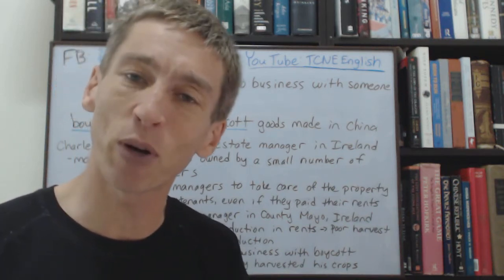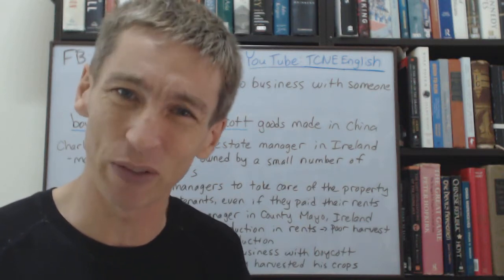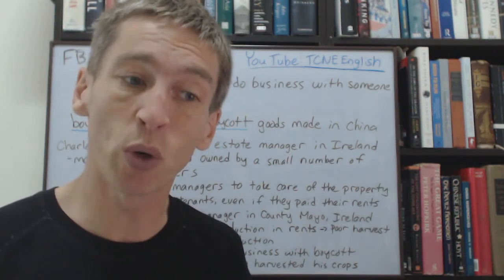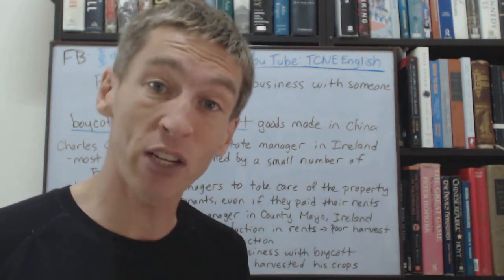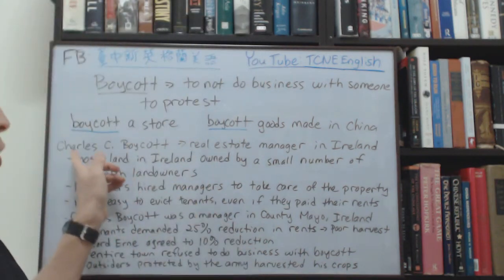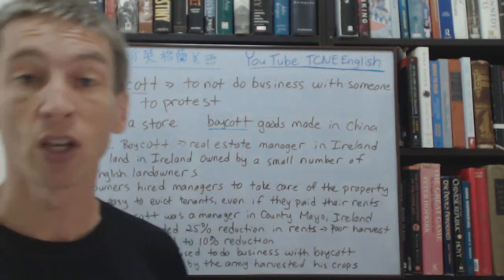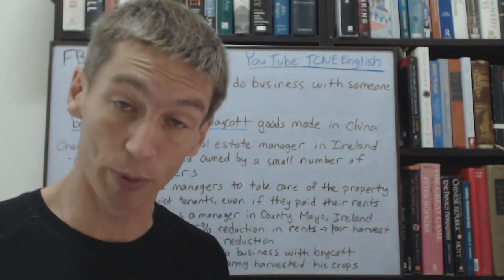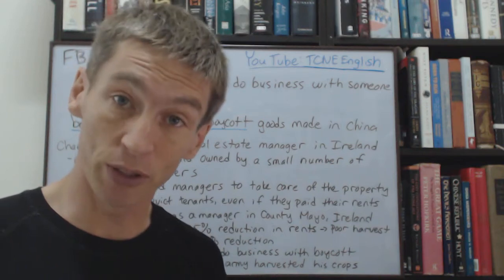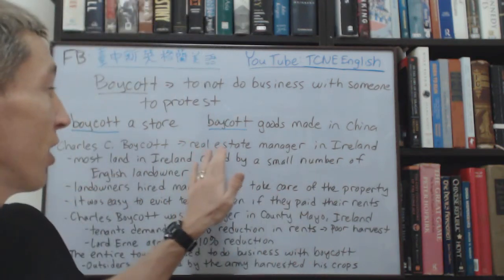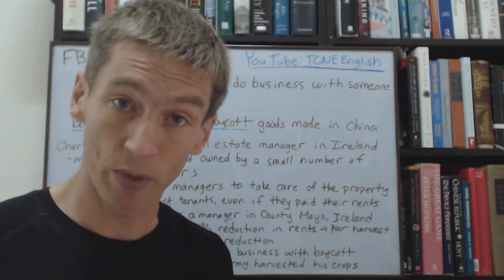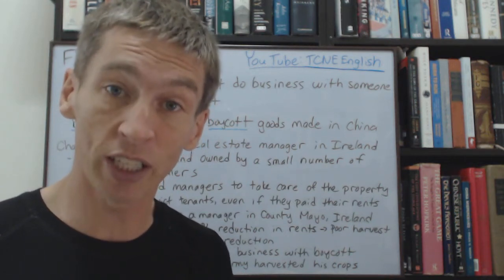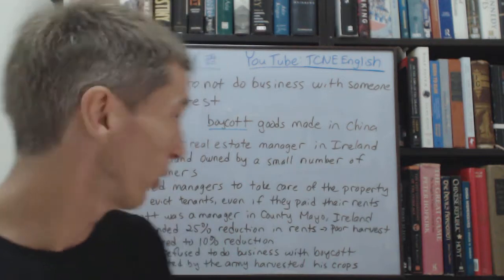But what if your name became part of the language for something negative? Something that you were involved with and you were kind of on the wrong side. Well, that's what happened with a man named Charles C. Boycott. Charles C. Boycott was an Englishman, but he lived in Ireland, and he was a real estate manager. He managed property for wealthy English landowners in Ireland.